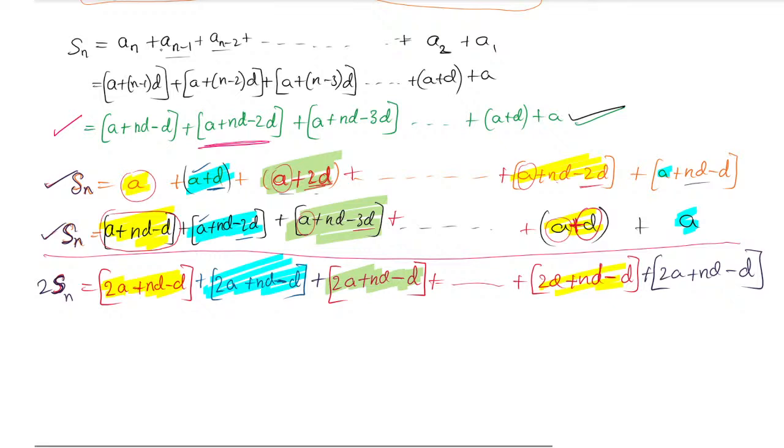If we continue this way, 2Sn we will keep as it is, not an issue. 2Sn we will write down as it is. Now we will continue further. So here 2a I will write down as it is, plus this n.